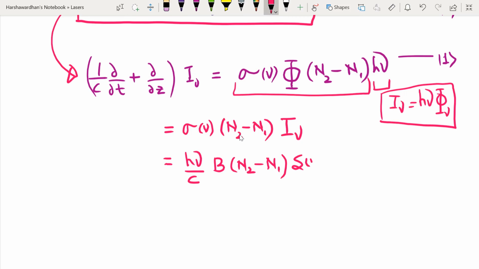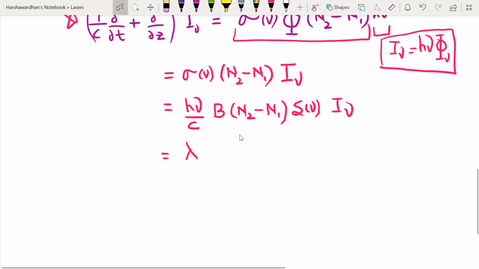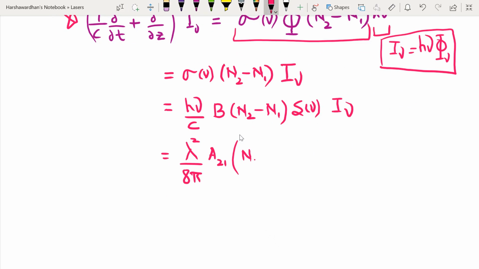S of nu is the line shape times I nu. You might find it in terms of the Einstein A coefficient. Remember lambda square over 8 pi, which would be familiar to you, times A21, right? Times N2 minus N1. Let me invoke another detail. Let me write this as G2 by G1, where G2 and G1 are integers that capture the degeneracy of the particular state, and this is typical of atoms.